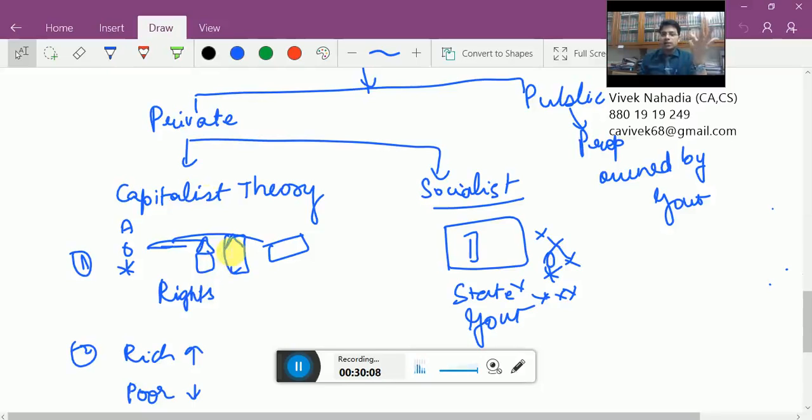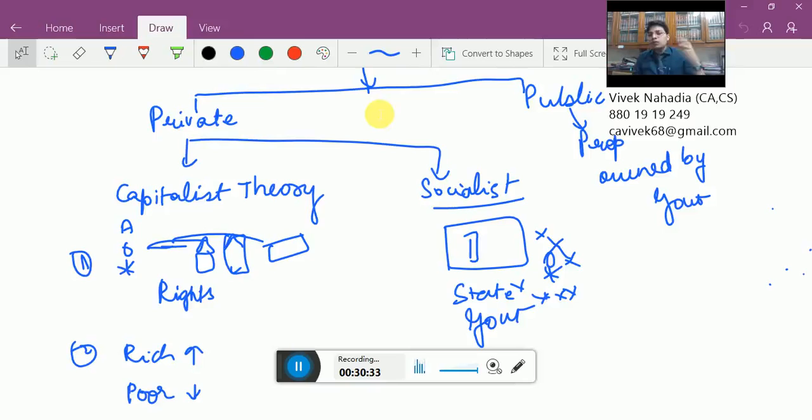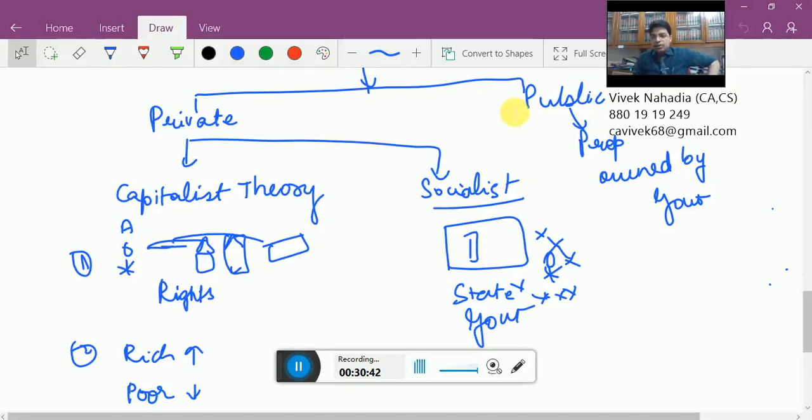There is another theory for private property, the socialist theory. Socialist theory says that all the properties do not belong to individual persons. The entire property belongs to the state, the government. Then we talked about public property. Before talking about public property, we talked about the conversion of private property into public property. That example was land acquisition, where the government pays compensation to the citizens before acquiring their land for public purposes.